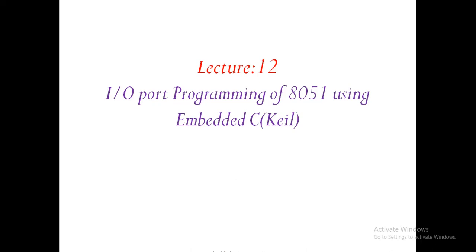Welcome to lecture 12, input output port programming of 8051 using embedded C. In 8051 totally 4 ports are there: port 0, port 1, port 2, port 3. Each port consists of 8 pins, so 4 into 8, 32 IO pins are available in the 8051 microcontroller. In those 32 pins you can connect input as well as output.